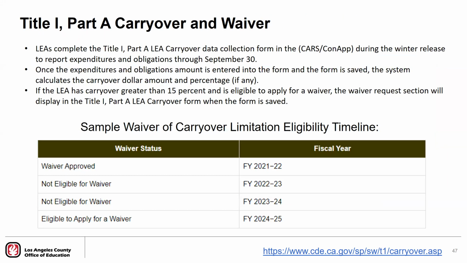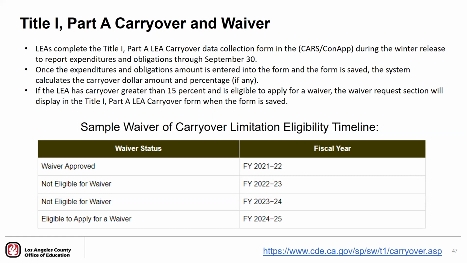Now, let's talk a little bit about the Title I Part A carryover waiver. LEAs complete the Title I Part A LEA carryover data collection form in the CARS Con app during the winter release to report expenditures and obligations through September 30th. Once the expenditure and obligation amounts are entered into the form and the form is saved, the system calculates the carryover dollar amount and the percentage. If the LEA has a carryover greater than 15% and is eligible to apply for a waiver, the waiver request section will display in the Title I Part A LEA carryover form when the form is saved.